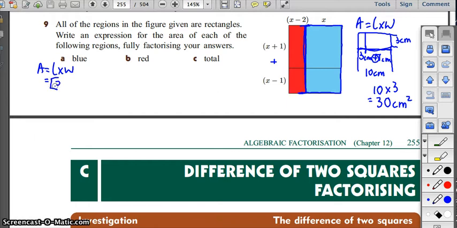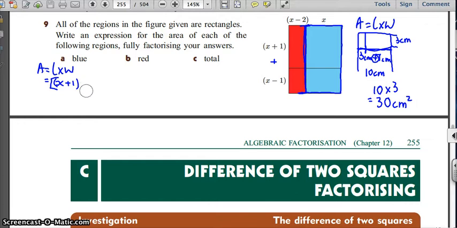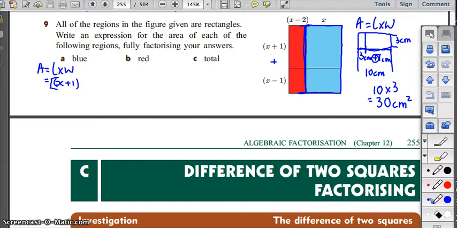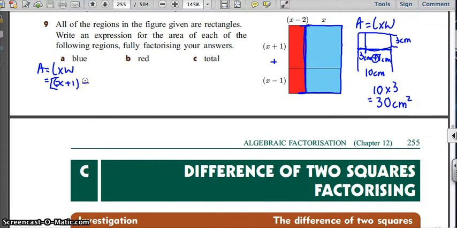It's x plus 1, plus x take 1. Okay, so that's that plus that. You're right with that so far? And then what's our width? What would be our width there, Connor? X. Okay.